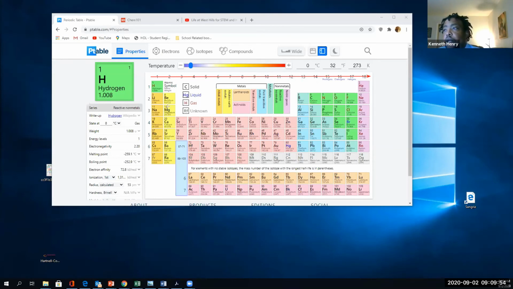Okay, so lithium is going to be bigger in size than beryllium. Beryllium is going to be bigger in size than boron. Boron is going to be bigger in size than carbon, right? So it's going to get smaller in this direction.